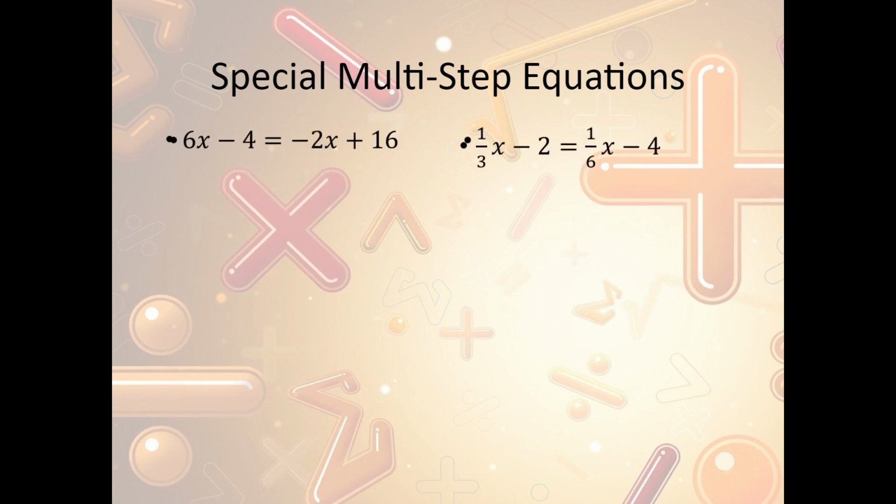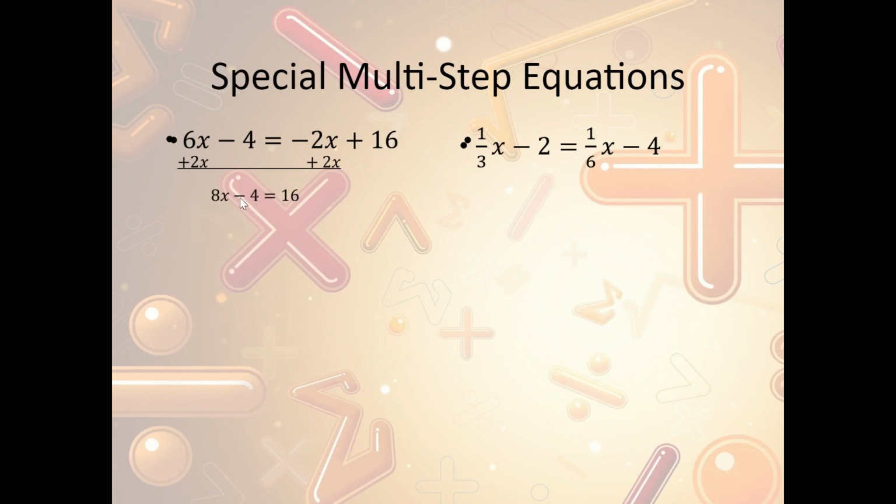Let's look at a couple of examples of variables on both sides. So I have 6x minus 4 is equal to negative 2x plus 16. So again, I've got to get all my variables to one side and all my constants to the other side. So I have 6x and negative 2x. Well, I want to keep it positive if I can, so I'm going to go ahead and add 2x to both sides to get rid of this. So I add 2x to both sides, and I get 6x plus 2x is 8x. So 8x minus 4 is equal to 16 is all that's left over here.